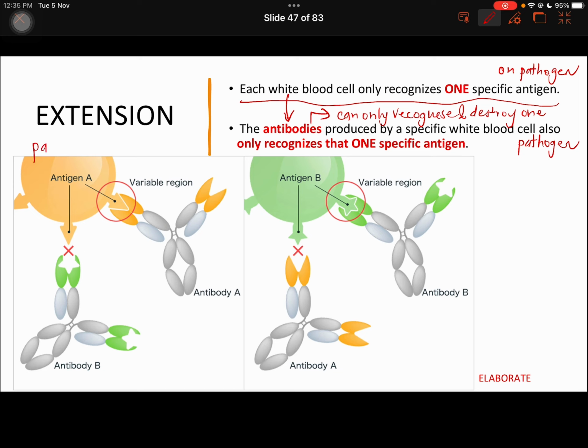The one that you see in the picture, pathogen A, has antigen A on its surface. Pathogen B has antigen B on its surface. So it can only be recognized by the correct antibody to be killed by it.